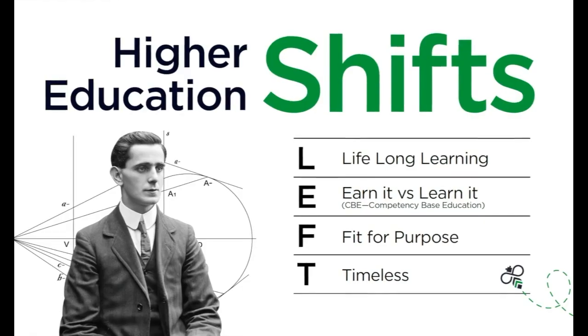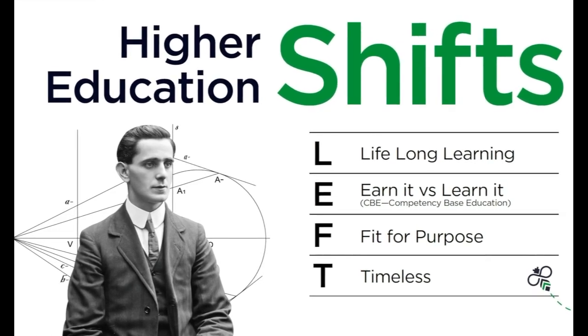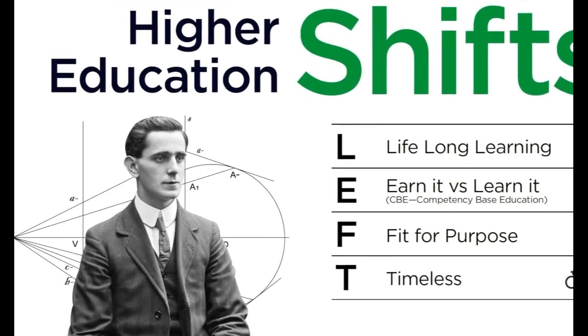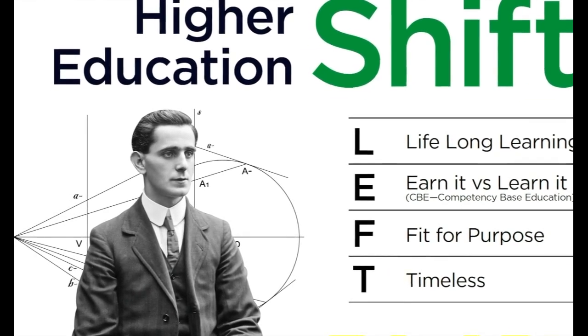And we'll see that as one of the big shifts. The next shift is that we currently are very much on an earn it model when we should be in a learn it model. And when we think about the earn it model, we earn a degree, we earn grades, we earn seat time. All those things are things that we've always just become accustomed to, but we don't necessarily know if the person has learned what they're being taught.